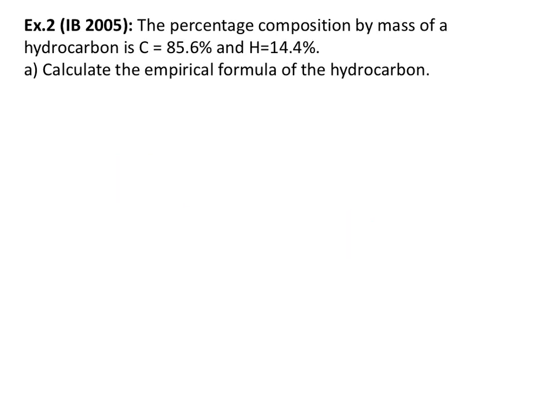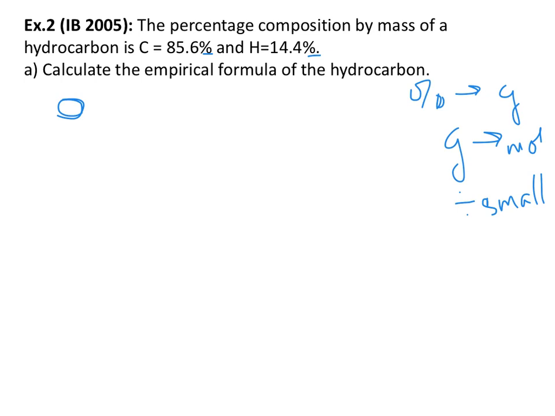So for an empirical formula question, the steps are to go from percent to gram, from gram to mole, and then to divide by the smallest. And that's going to give us our ratio. So for the percent to gram part, it doesn't matter what the total mass is. The percentages are going to give us the same proportion. So why not just pick 100 grams to make this easy? So that'll give me 85.6 grams, 85.6% of 100 for carbon, and 14.4 grams for the hydrogen.